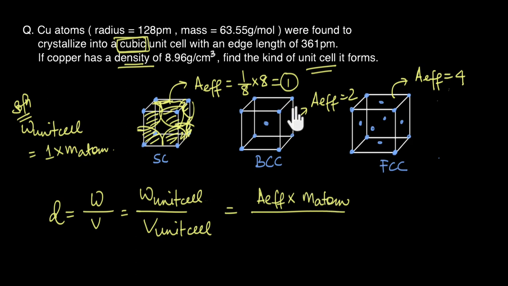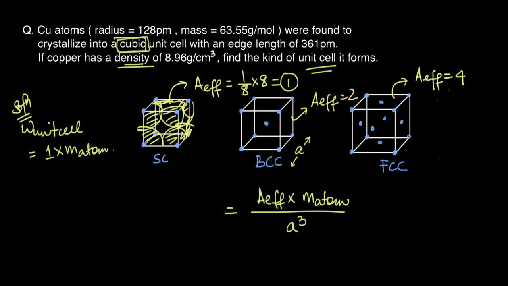And if these unit cells are cubes of edge length A, then the volume of the unit cell will be equal to A cube, right? So the density of a unit cell, the density is A effective into mass of the atom by A cube. Now, if we look into this question, we will see that the density of the crystal is known, right? So we know the density.